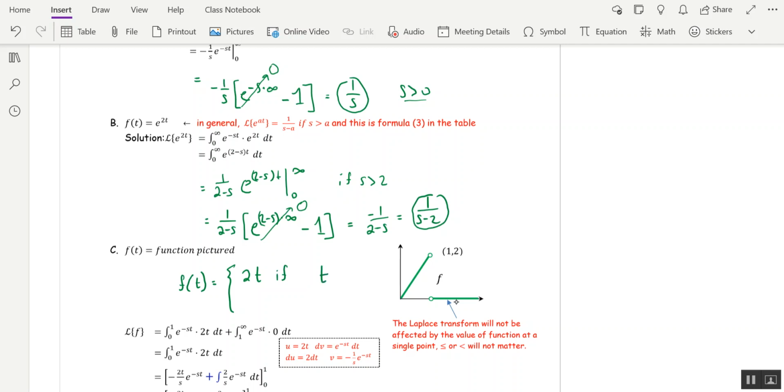I'm going to say, well, it doesn't matter whether you have less than or equal to or less than in any of your breaks, because the Laplace transform is defined as an integral, so it won't be affected by the value at a single point. So you can see here I left both of these dots hollow. So if I fill this dot in, then I'd say if t is between 0 and 1, and then the function is 0 once t is past 1.